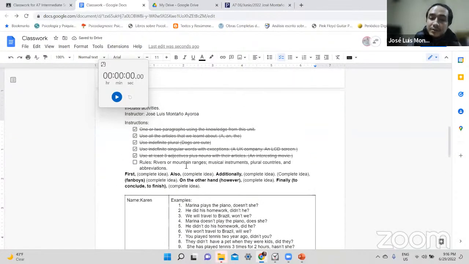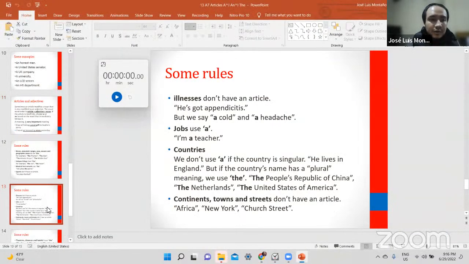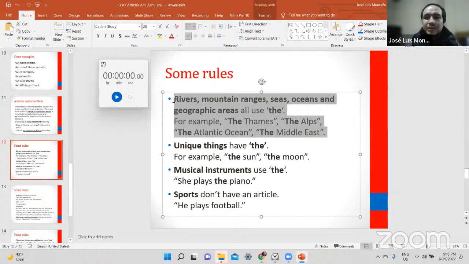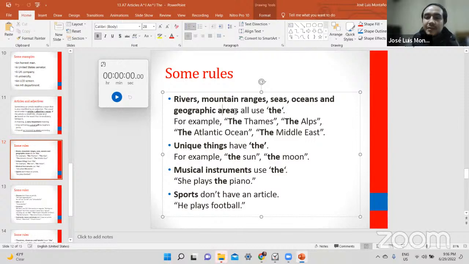Now, rivers or mountain ranges. One example with that one. Let's start, one by one. Then musical instruments, plural countries, and abbreviations. So let's work two at a time. I think it's going to be weird, but let's try to do it. Again, the same idea: two ideas connected by "and." Try to use in one part any river or mountain range, or if you want seas, oceans, geographic areas, it doesn't matter. And in the other part, a musical instrument. Okay, it can be weird, but let's try to do it.